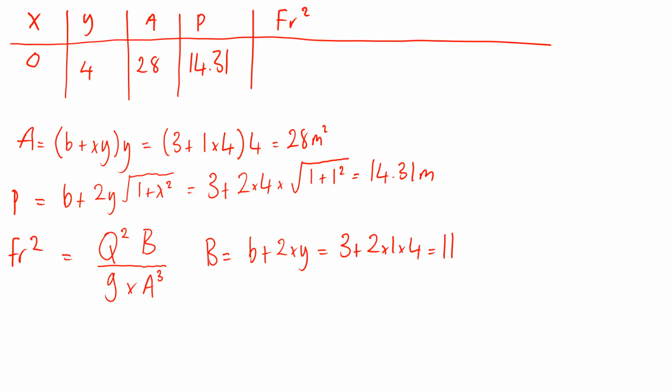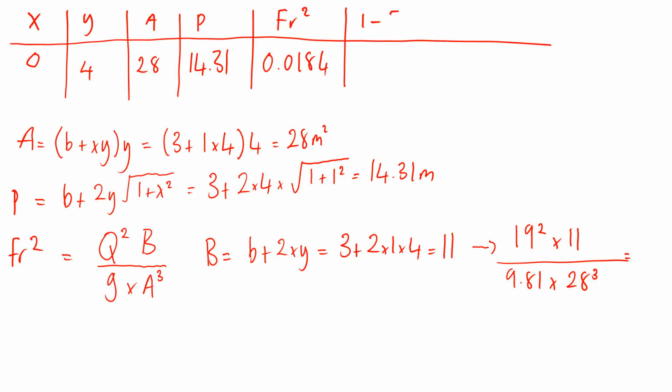So finally F_r squared is 19 squared times 11 over 9.81 times area, which is 28 cubed, and the value you get for that is 0.0184, and then you do 1 minus F_r squared. So it's 1 minus this value, so you get 0.9815, and then you calculate your slope.